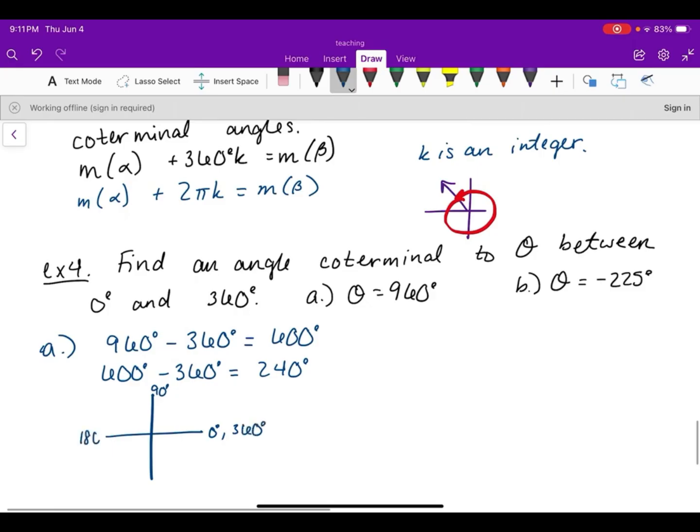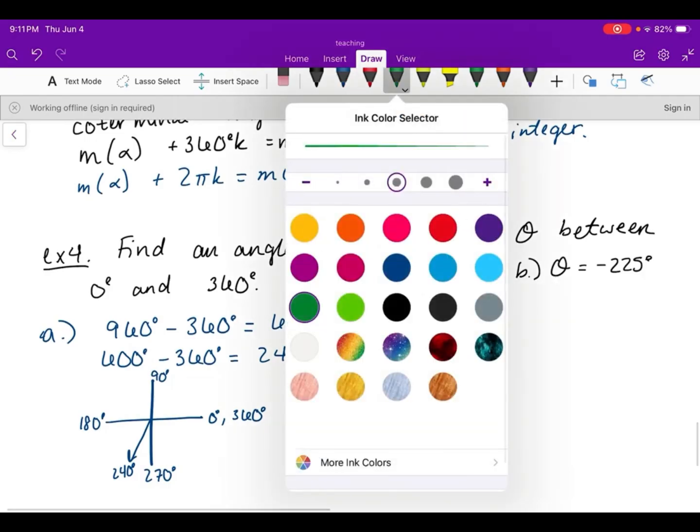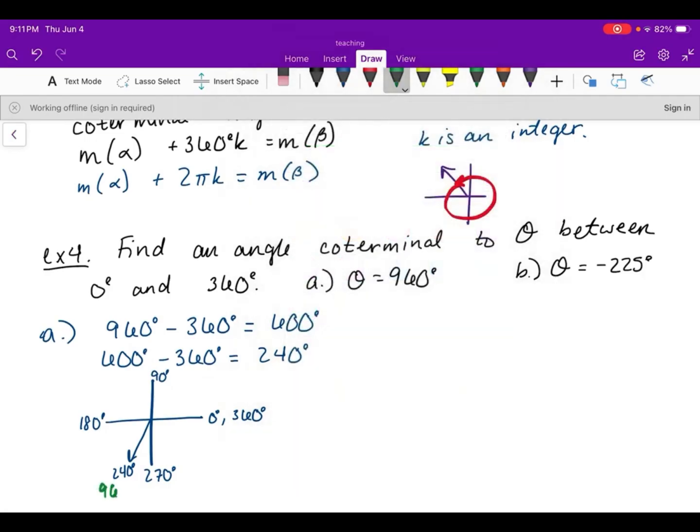Then I go ahead and graph it. Remember, we have our 0 degrees or 360 degrees, 90, 180, 270. 240 is going to end up in quadrant 3, and it's a bit closer to the 270, so I draw it that way, just a little sketch. And so 960 and 240 are coterminal, meaning that they have the same terminal side. When you graph them, they're in the same exact spot. It's just that 240 is a smaller version of the same angle.